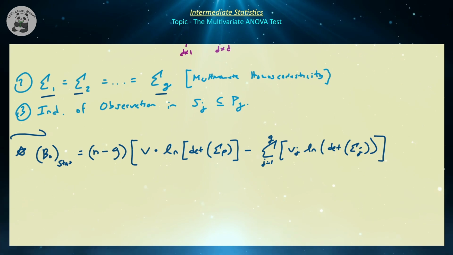So this is the Box test statistic, and as long as multivariate normality is satisfied, then this will follow a chi-squared distribution with the degrees of freedom for which I'm going to represent as v BO.